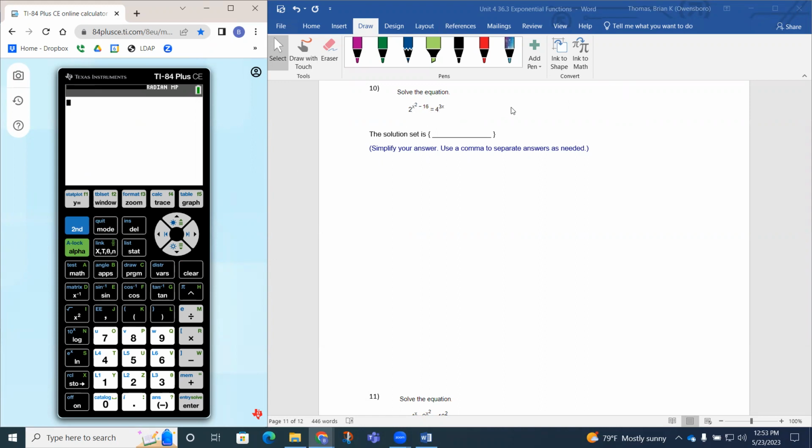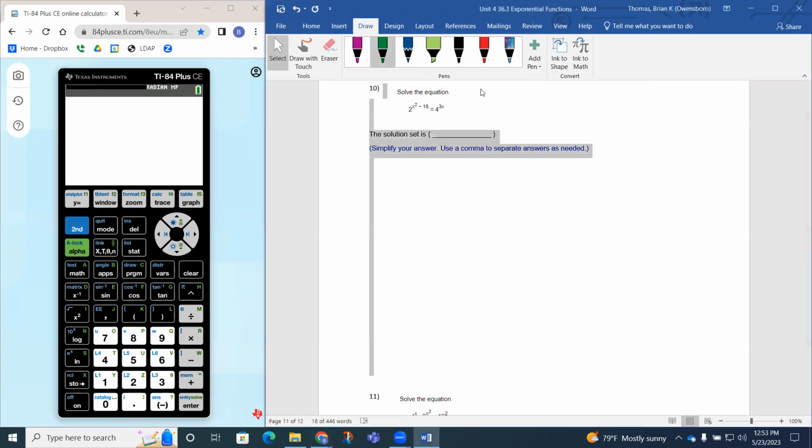So notice how again I have this 4 here. And we've learned that 2 squared is actually equal to 4. So keep that in mind as we move forward. We have that going on.